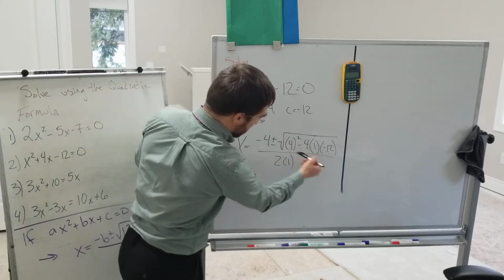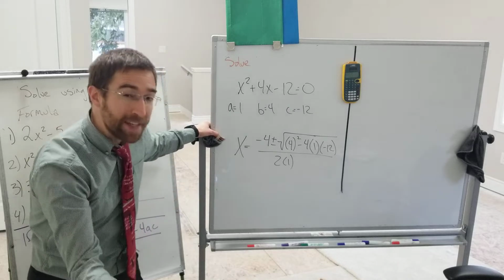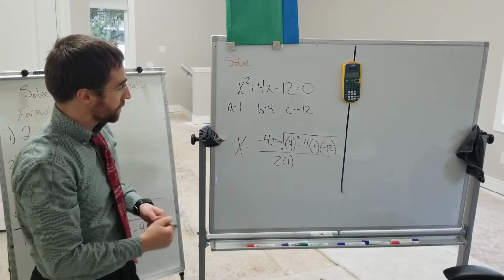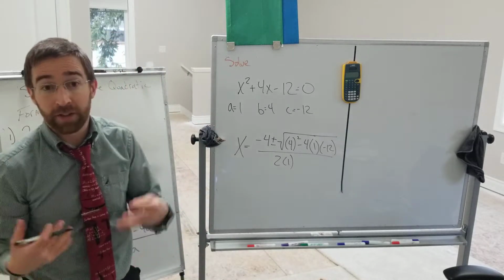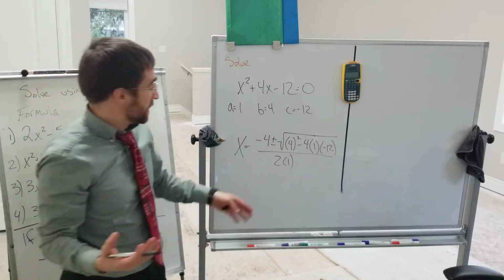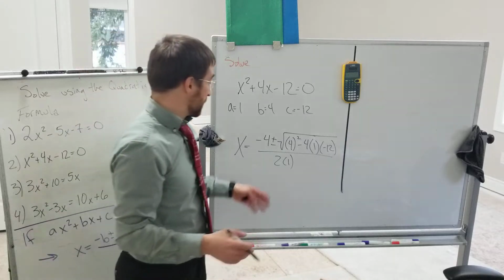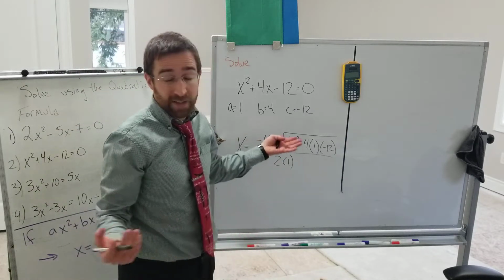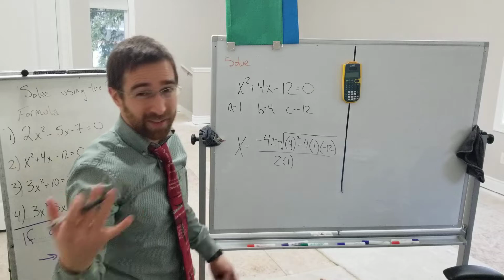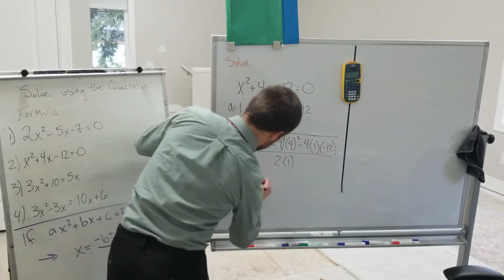I'm going to simplify this, which we call the discriminant underneath the square root. That tells us how many answers we have. If this is positive inside the square root, then we get 2 answers. If it's 0, then we're adding and subtracting 0 and we get 1 answer. And we'll get to the case where we don't get any real solutions.